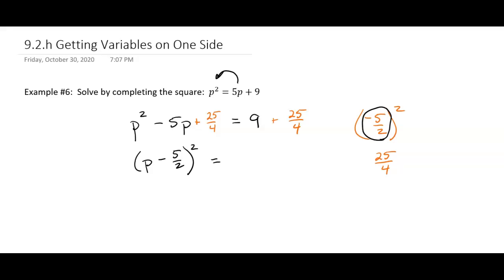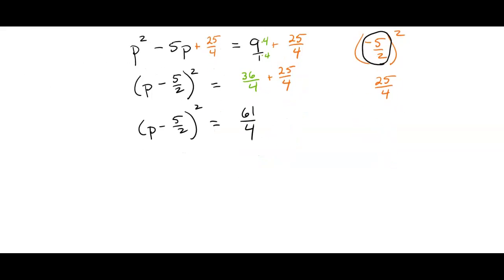Now, what are we going to do with the 9 and the 25 fourths? Well, we're going to make it 9 over 1, and we're going to get a common denominator. So then that's going to be 36 over 4 plus the 25 over 4. I'll have to figure out what that is. So I'll write another line. p minus 5 over 2 squared equals 61 over 4. Right? Okay.